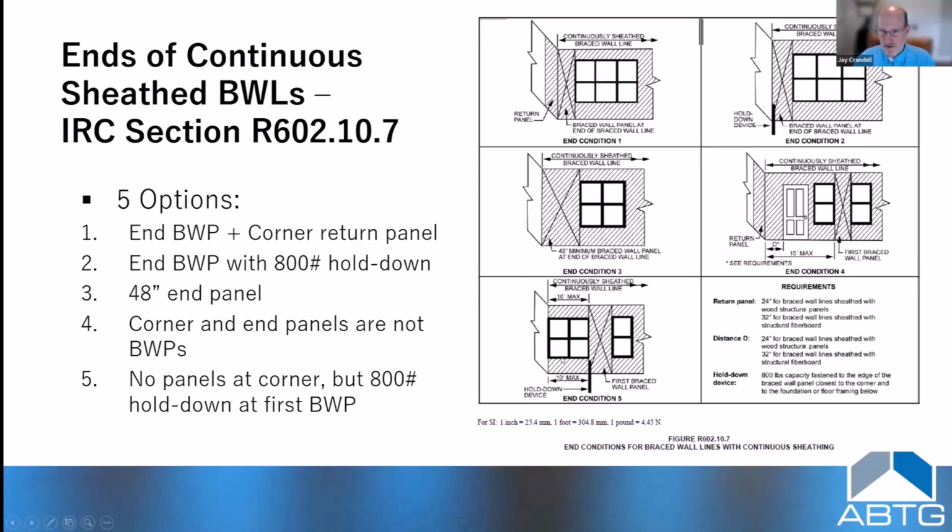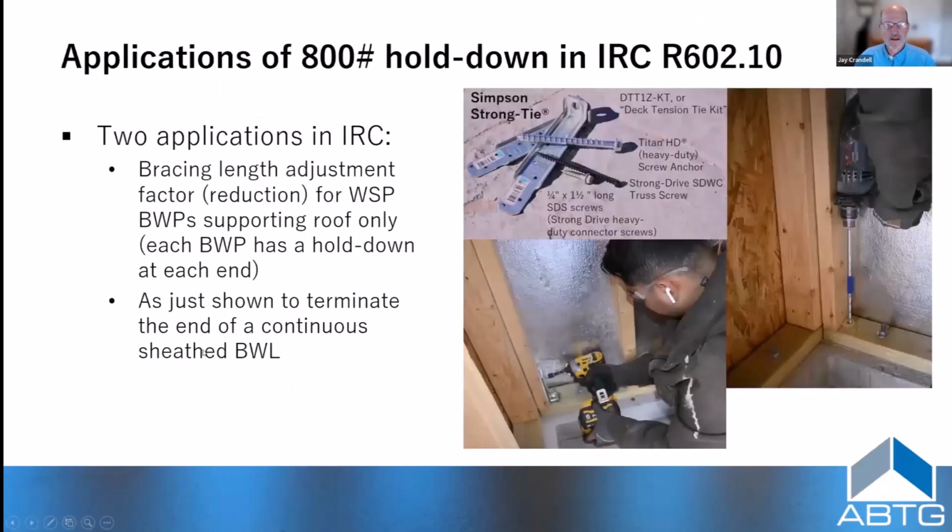So lots of options here, even moving that restraint from the end of the wall line and creating a false anchoring end by having that hold down bracket put on the other side of a window or door that's right at the corner. And then that becomes the anchoring end of that continuous sheet braced wall line. So lots of flexibility there in the detailing.